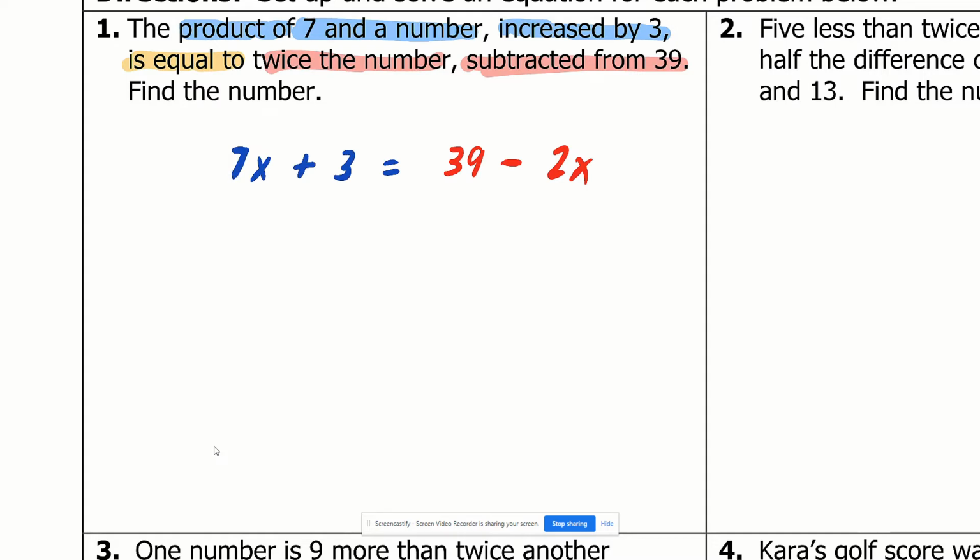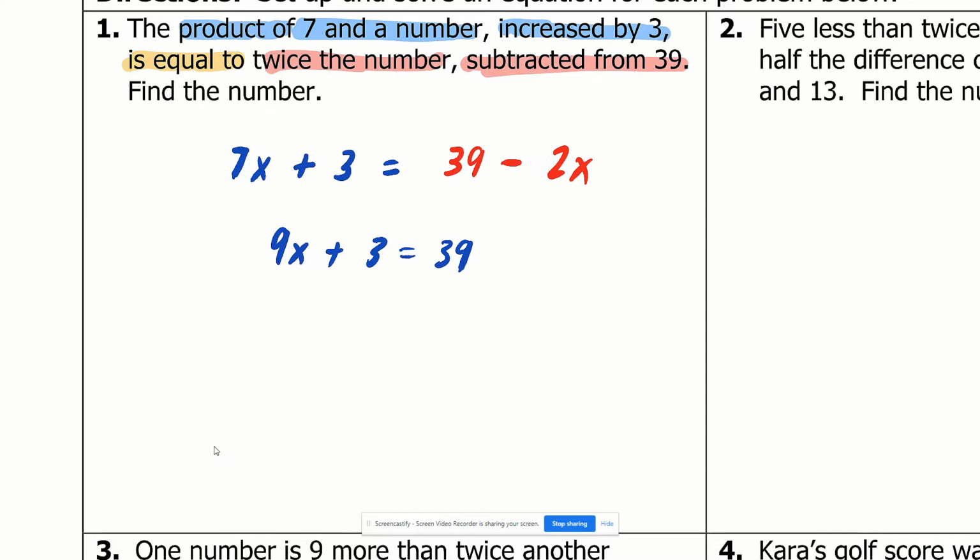Yeah, I've got the 7x and I got the negative 2x. Which one do I like to move? I like to move the smaller one, which is the negative 2x. How? I'm going to add 2x. Guys, what's 7x plus 2x? So we have 9x plus 3 equals 39. Does everybody follow that? All right, so now we're just solving a pretty simple equation, right?